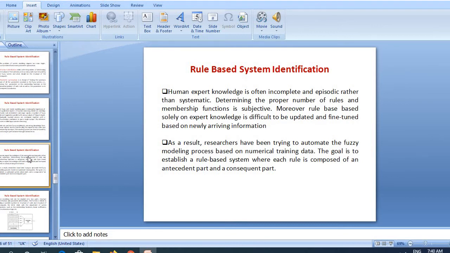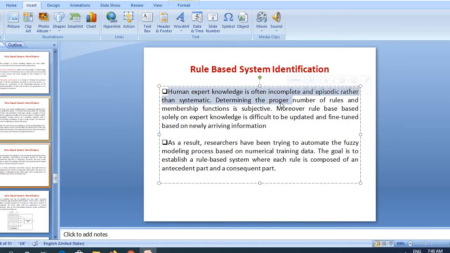So what is the problem with this? The main problem is that human expert knowledge is often incomplete and it can also be subjective. A rule base built on just a single person's knowledge will be difficult and can cause errors, and according to newly arriving information it is very difficult to update. So researchers have been trying to automate the process of fuzzy rule-based modeling based on training data. That is, to a fuzzy system you have some inputs and you have output. If you have those input-output data sets, you train the fuzzy model, like in ANFIS.